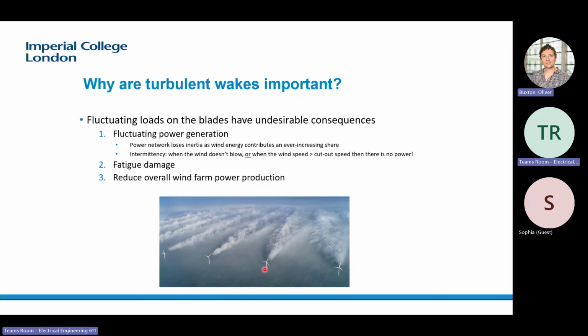And then finally, of course, if I've got fluctuating loads on the turbines, I'm not going to be producing as much power as I might if I had a nice consistent uniform flow and I was able to design my turbines to operate absolutely on design conditions. So we reduce the overall power that this wind farm can produce. And so turbulent wakes really are problematic in the context of wind farms.